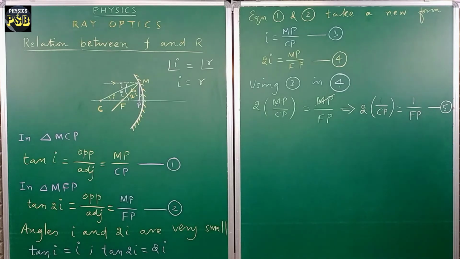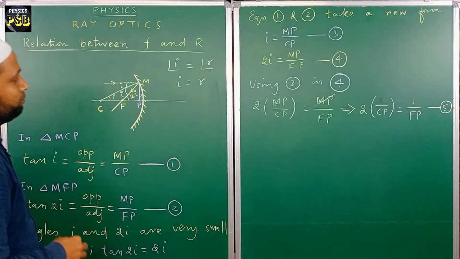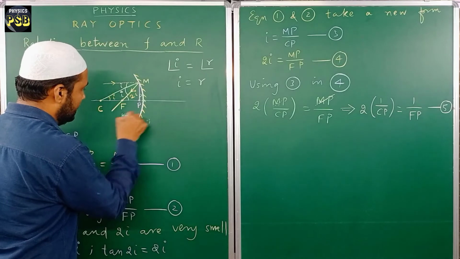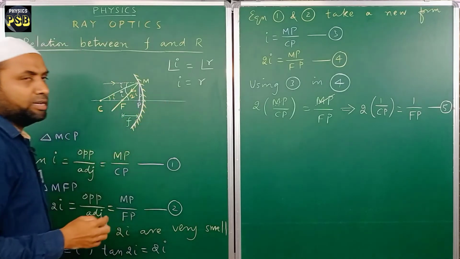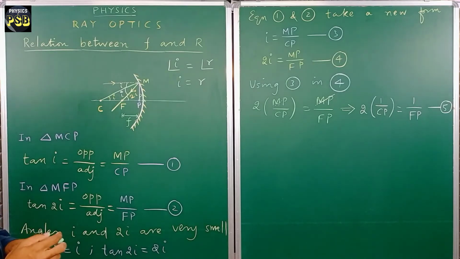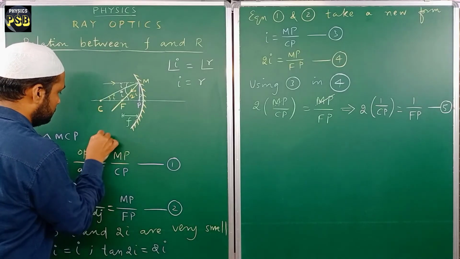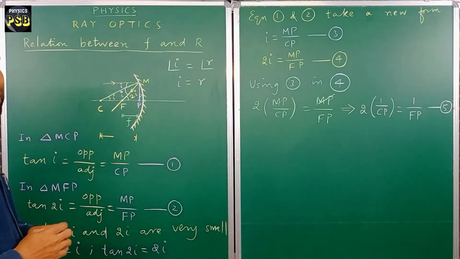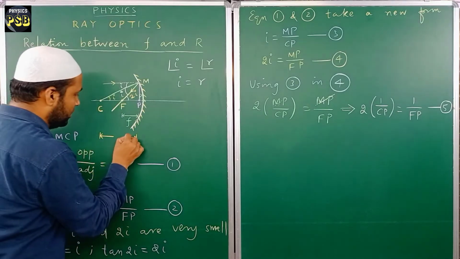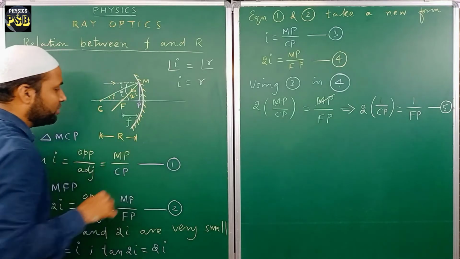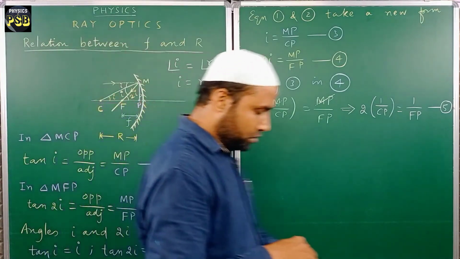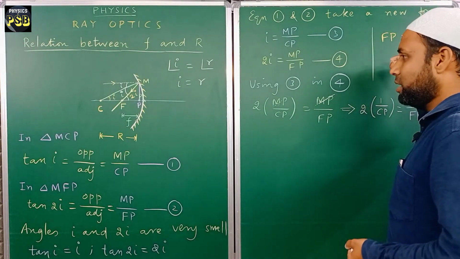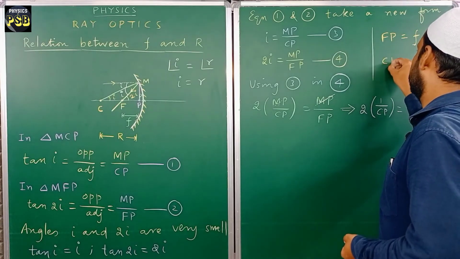Understand? Now from the diagram, if you look at the diagram carefully, you may find that the distance between the pole and the focus is taken as small f, that is the focal length of the given spherical mirror, and the distance between the pole of the same mirror and the center of curvature is nothing but the radius of curvature. It is taken as capital R. So by keeping this in mind, FP is nothing but small f and CP is nothing but capital R.